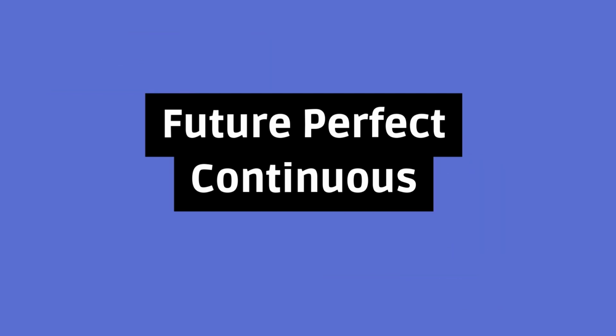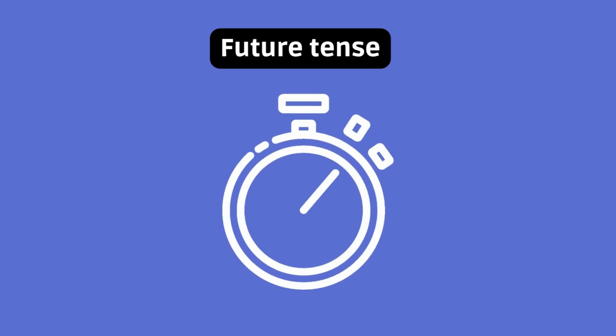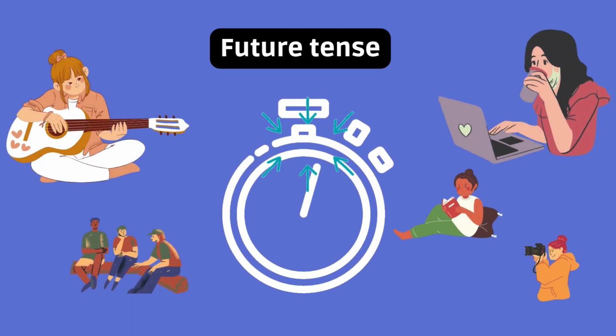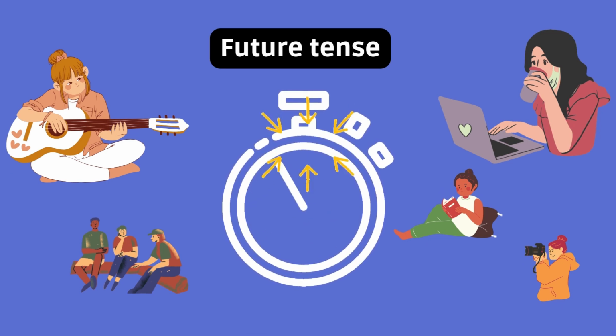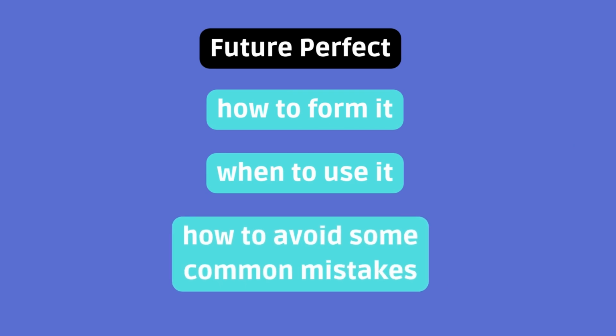Today's video, the future perfect continuous made easy. Overlooked and even dismissed at times, we'll delve into a future tense ideal to focus on duration while juggling actions and points in time. This topic might seem a bit of a mouthful, but by the end of the video, you'll understand how to form it, when to use it, and how to avoid some common mistakes. Let's get started. Structure of the future perfect continuous.